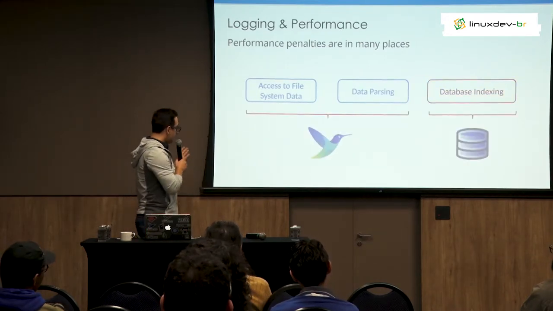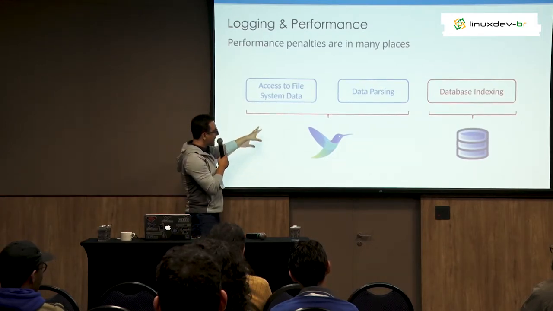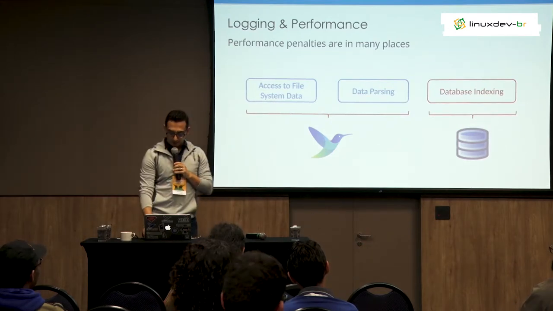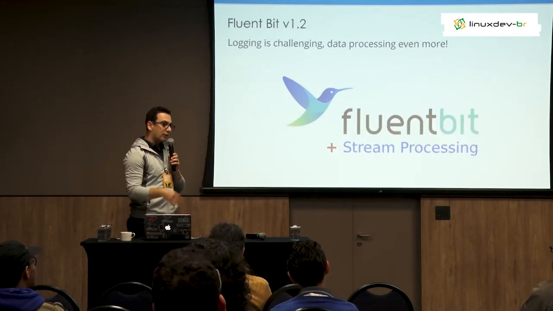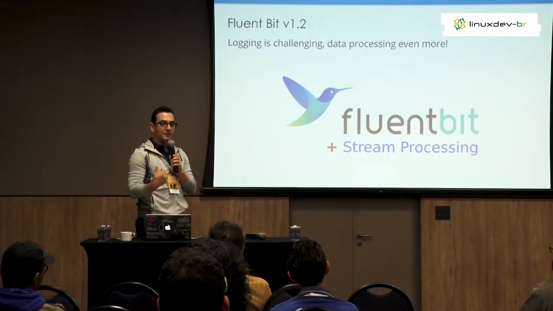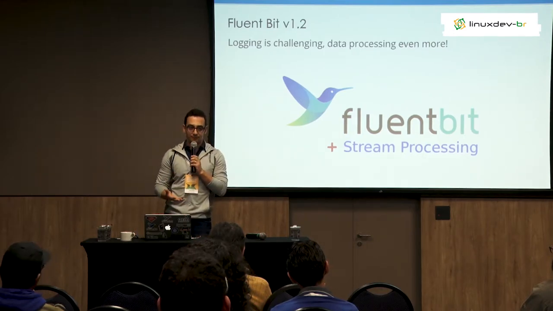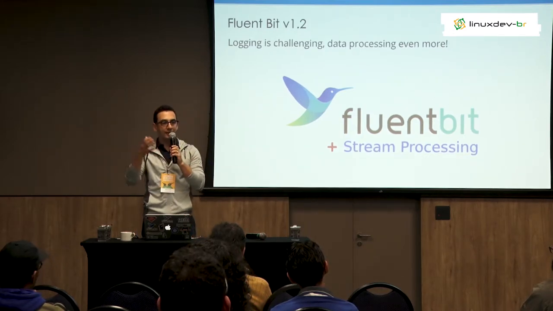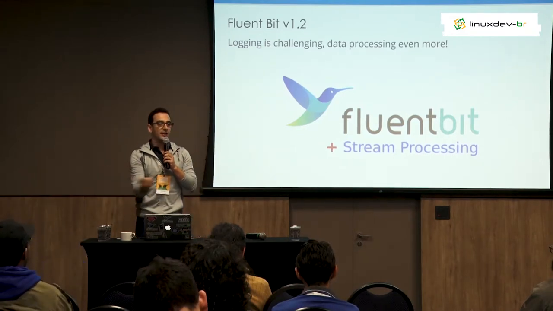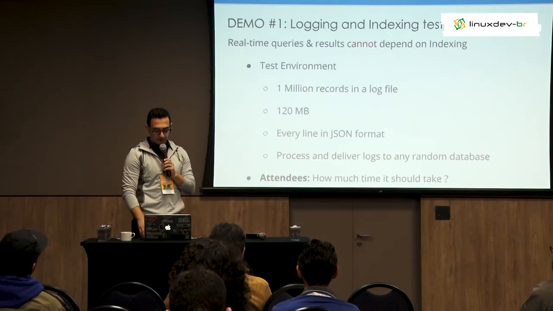Currently, if you want to do logging, you need to access the file system, get your data, do your data parsing, and wait for indexing. And this is where Fluent Bit 1.2, which was released like 2 months ago, comes in, because it comes with full stream processing capabilities. We have the ability to take data and ship the data out. You can say that is streaming data, right? But the ability to do stream processing is beyond that.